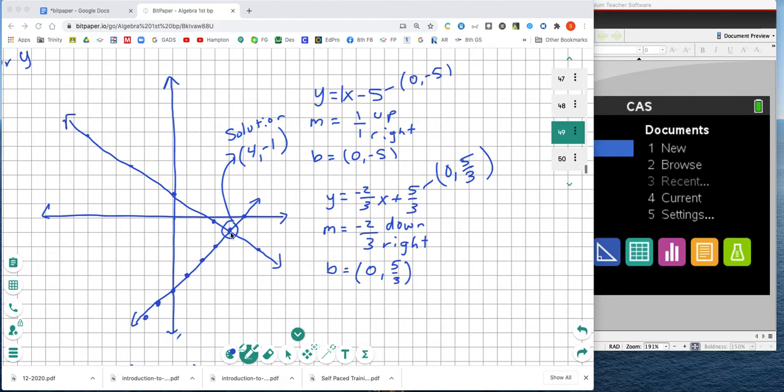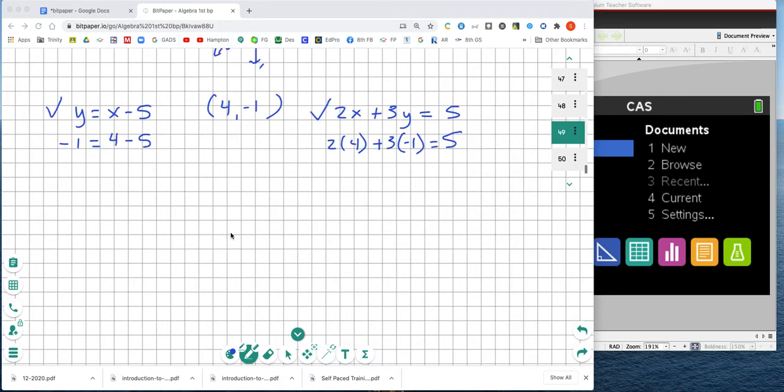All right, so now we think we know what our solution is, which is going to be (4, -1). So we're going to come down and we're going to check it. How do we check it? We substitute in that ordered pair into both equations. So I'm going to put the -1 in for the y, and I'm going to put the 4 in for the x, and then I'm going to PEMDAS on both sides, just like we always do when we check.